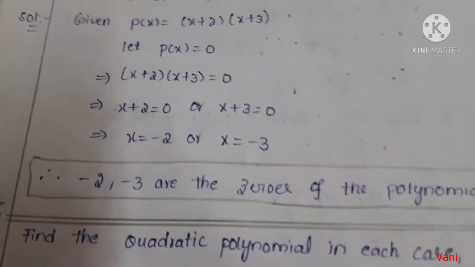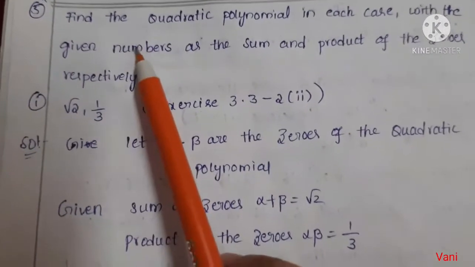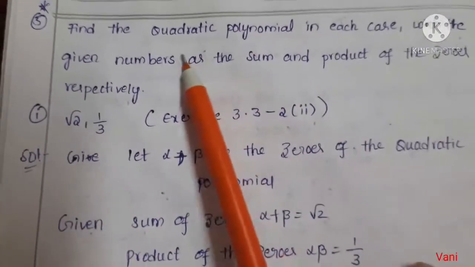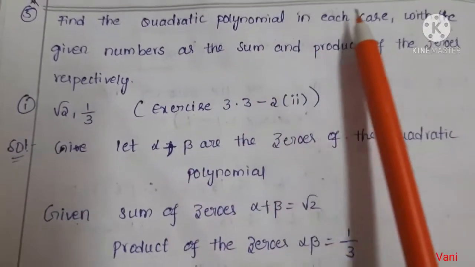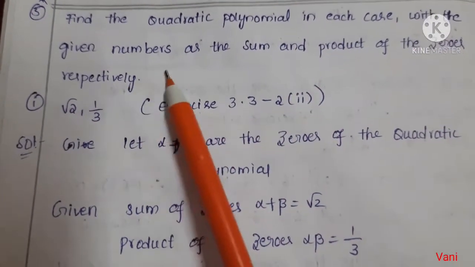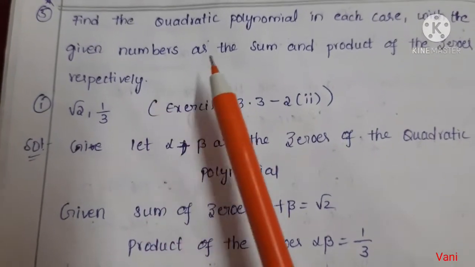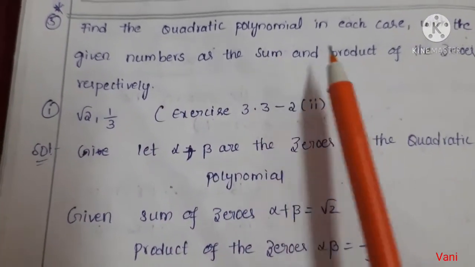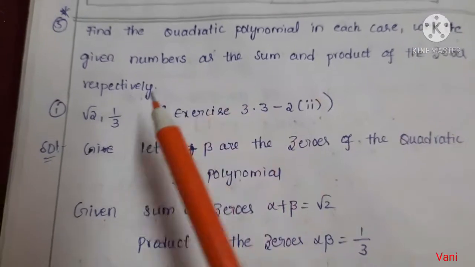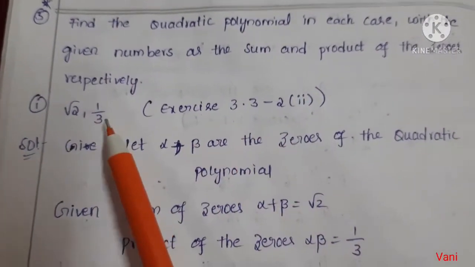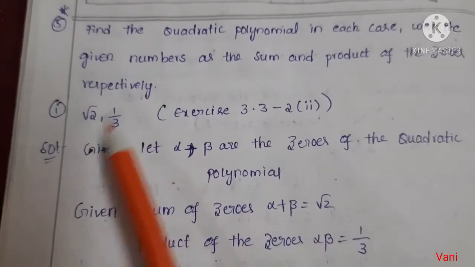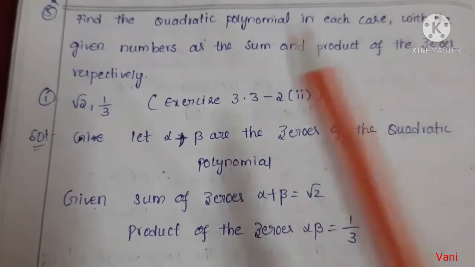Thank you children. So hi children, in 2 marks questions, fifth problem now we can see. Find the quadratic polynomial in each case with the given numbers as the sum and product of zeros respectively. So here we have to find the quadratic polynomial, they given sum and product of zeros. Respectively means first value is the sum of zeros and second value is the product of the zeros.